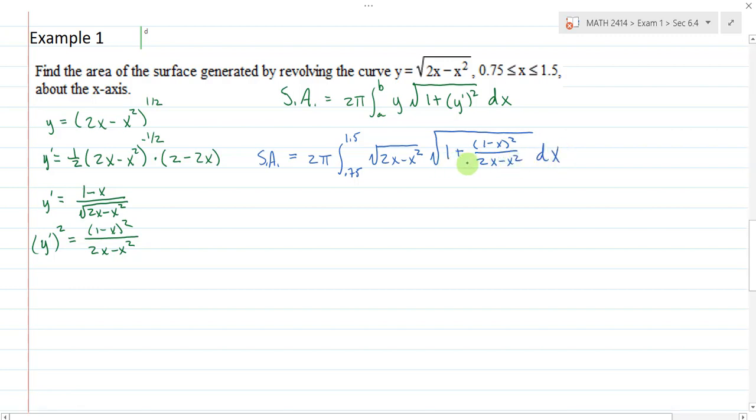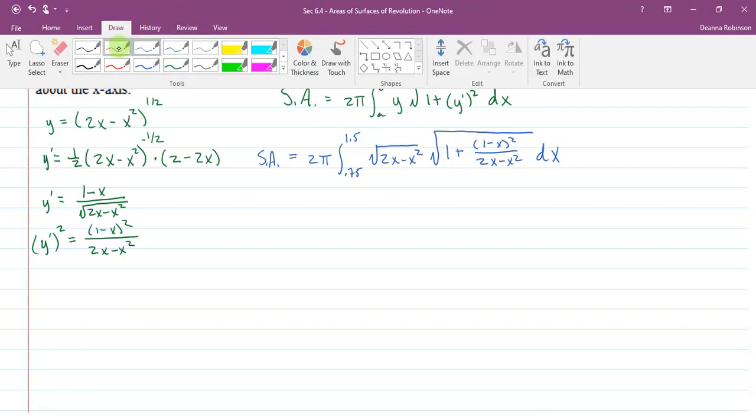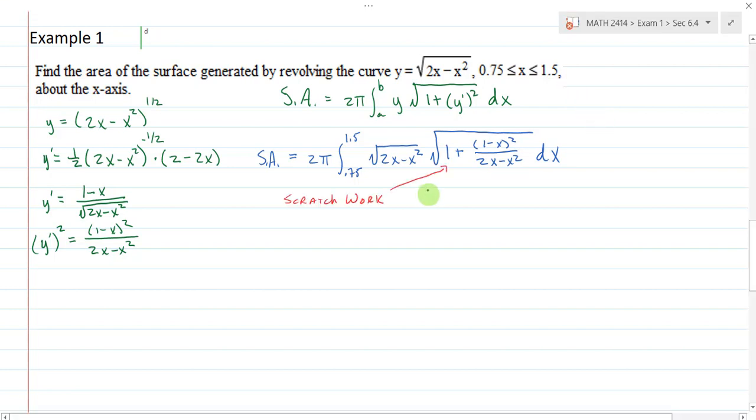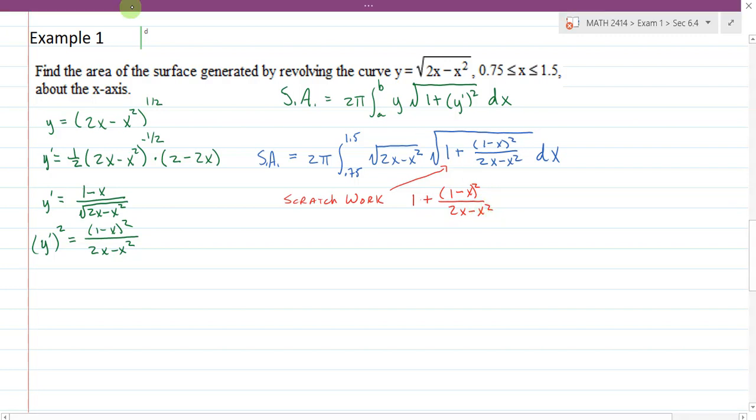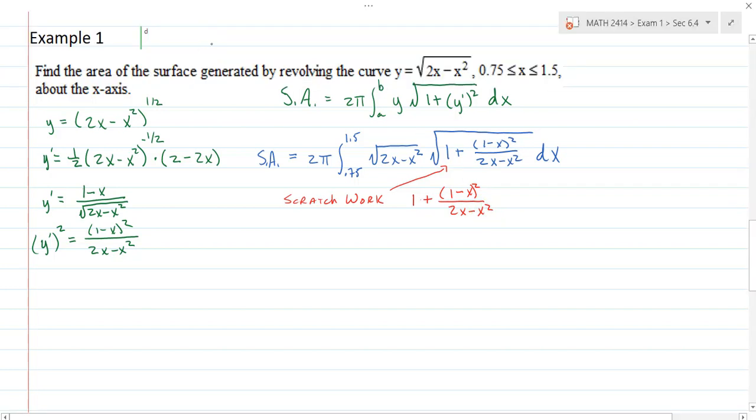To simplify this, the first thing I need to do is combine these two terms and see if I have anything that'll come out from under the radical, which means I need a common denominator. So I'm going to take the 1, which gives me 1 plus (1 minus x) quantity squared over 2x minus x squared. To get a common denominator, I'm going to multiply that 1 by 2x minus x squared over 2x minus x squared. And I should probably also FOIL this out.